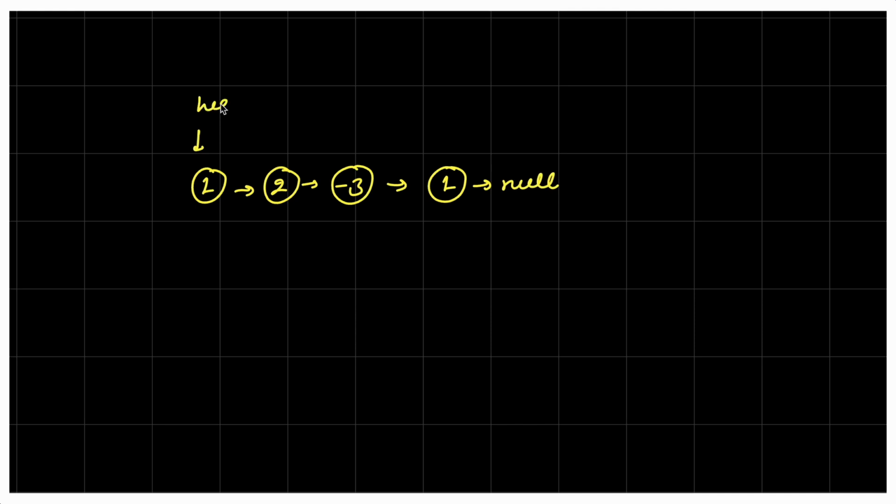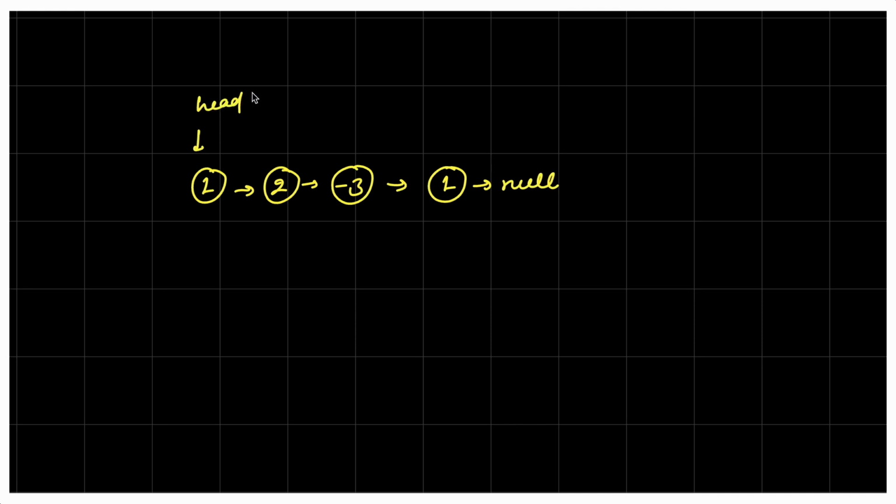Let's say you have the original linked list as 1, 2, and then -3, and then maybe 1 once again. Just look at this. And let's say we have null. So this is the original linked list. This is the head of the linked list.